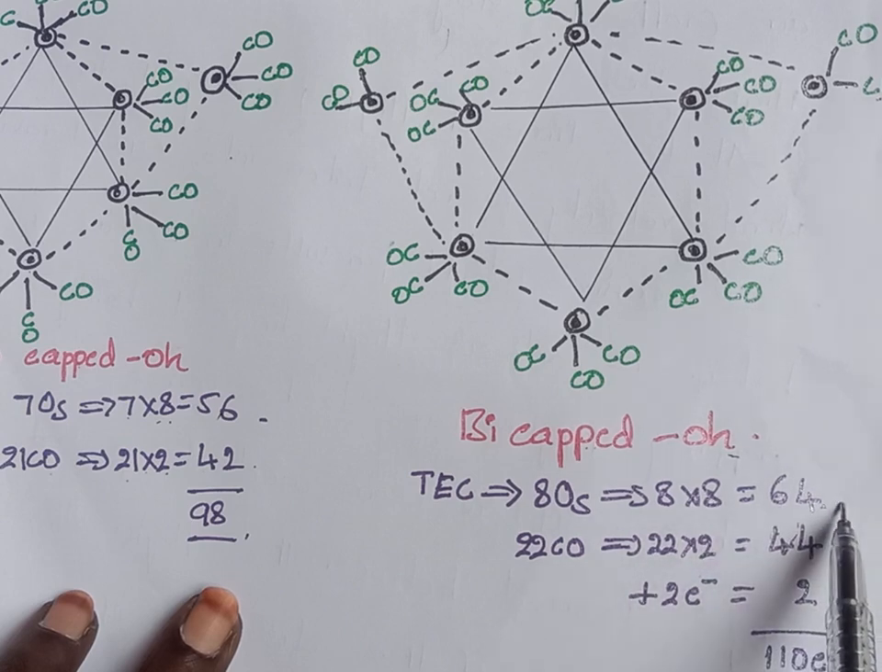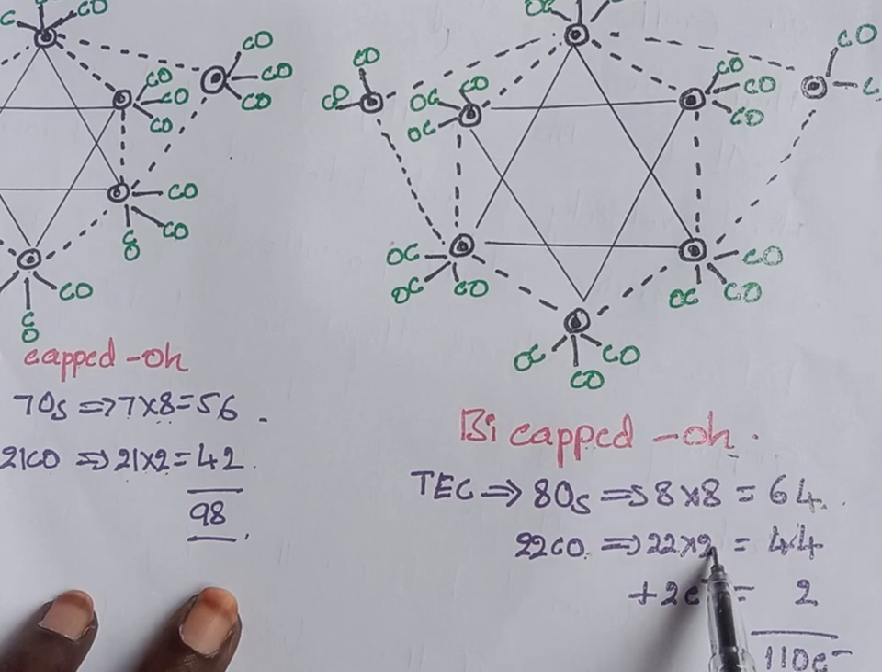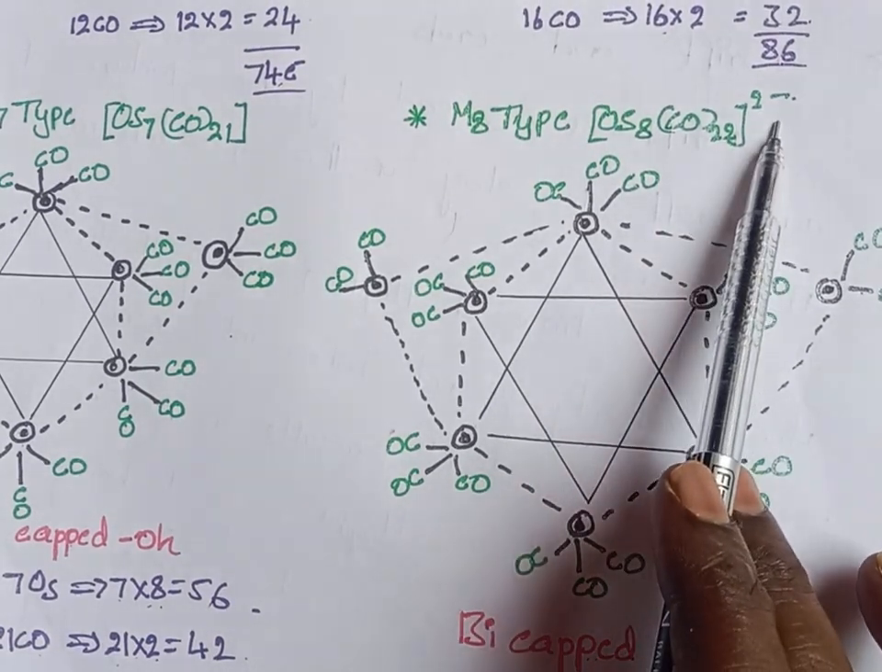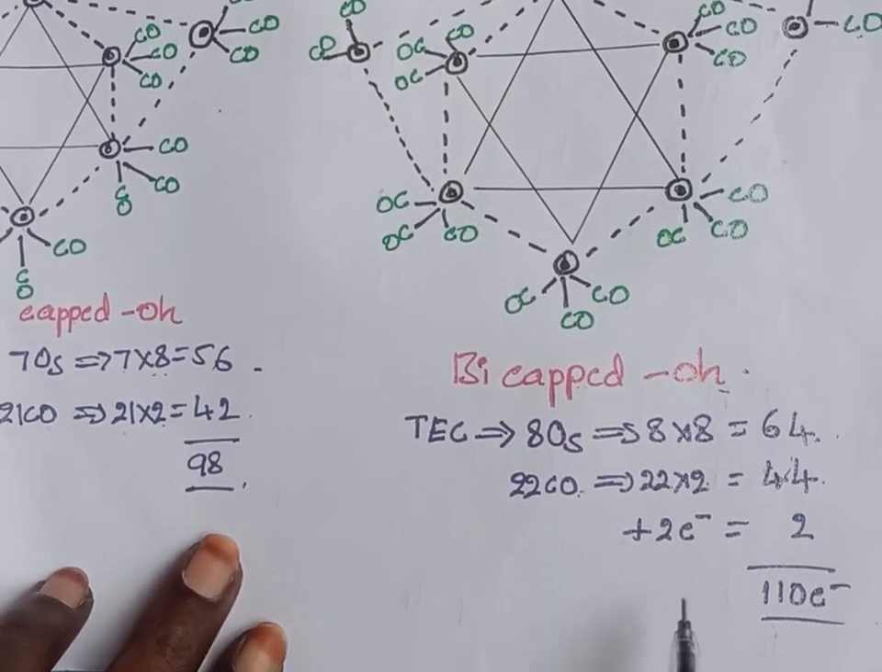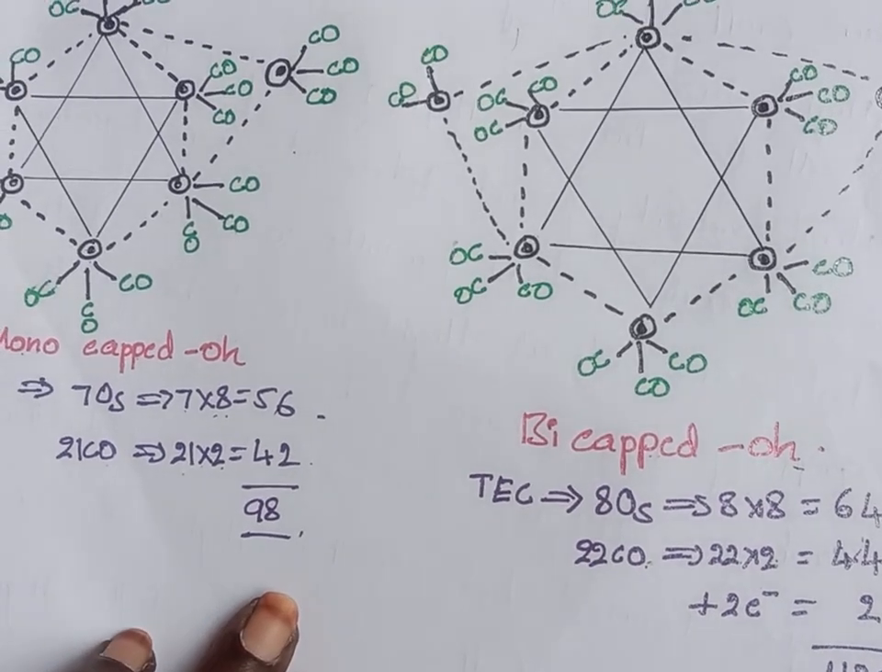And if you see the total electron count, 8 osmium atoms, 8 into the valency of osmium, 8, is 64. 22 carbonyls, each carbonyl donating 2 electrons, 44. And the charge of the complex is 2 minus. Therefore, we have to add the 2 electrons. So the total electron count is 110 electrons.